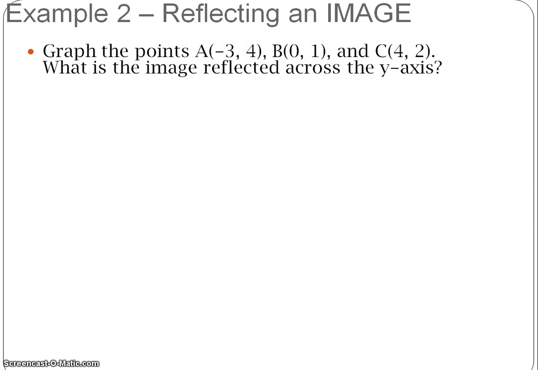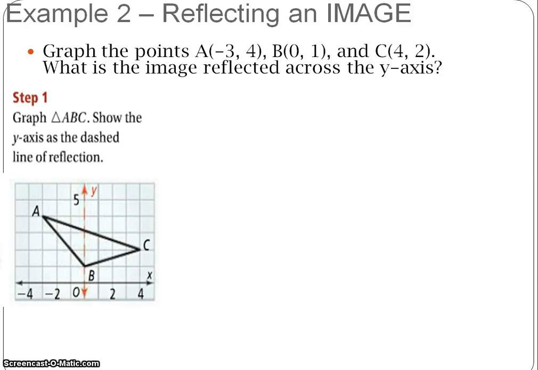Let's take a look at another example. If we were to plot these three points, (-3, 4), (0, 1), and (4, 2), we would get a graph that looks like this. Now we're going to reflect this across the y-axis. So here's the y-axis. You can tell because that's the origin. And I want you to take note here how this is going straight through our pre-image. So something special happens there.